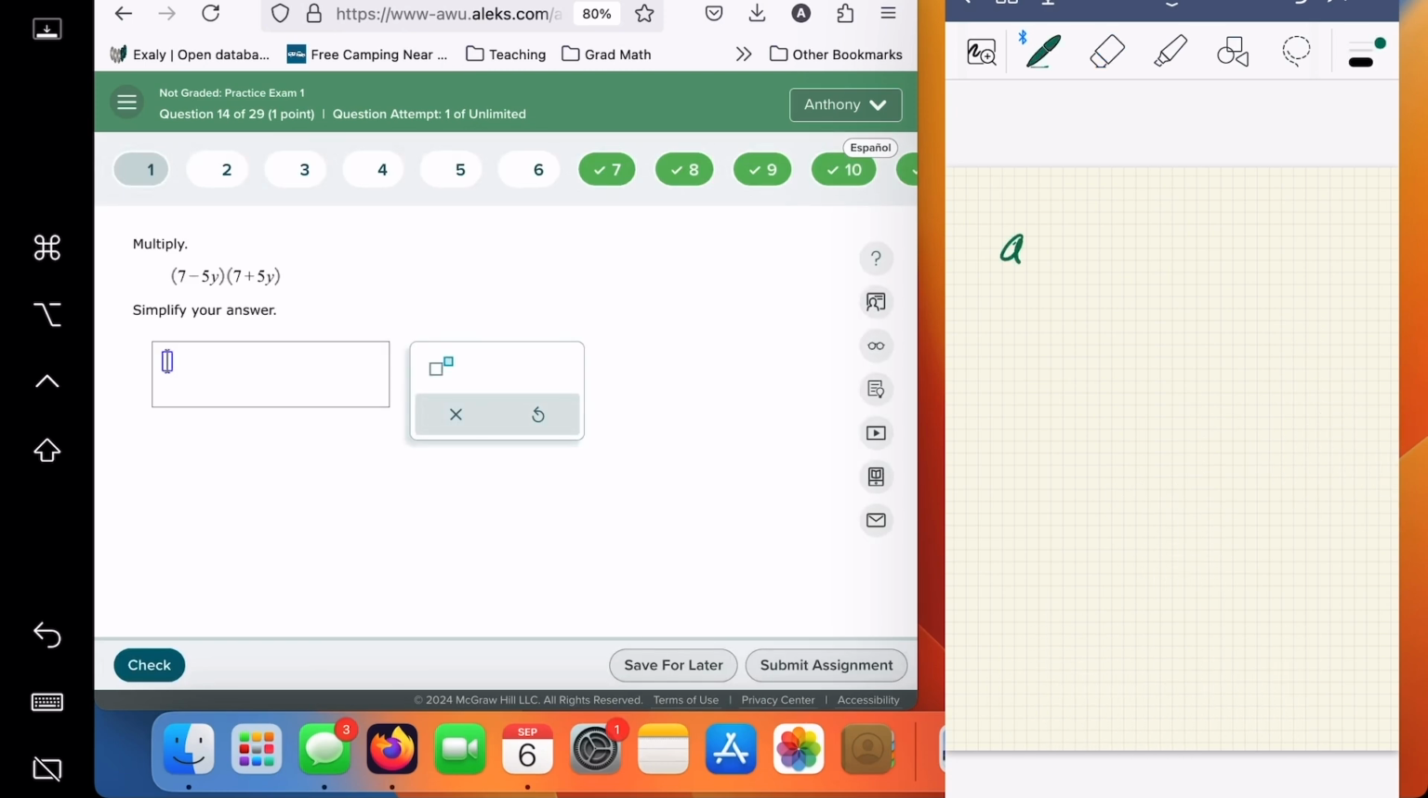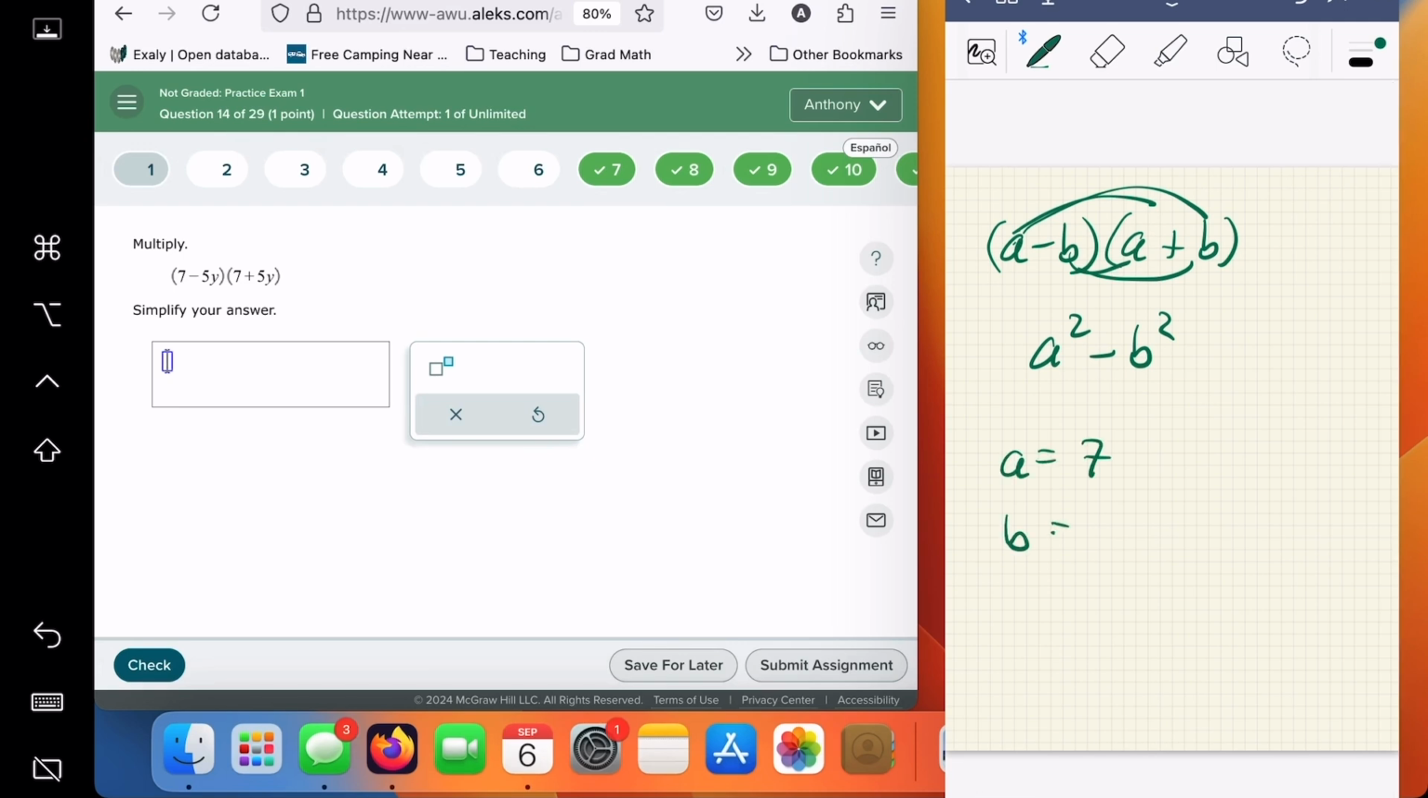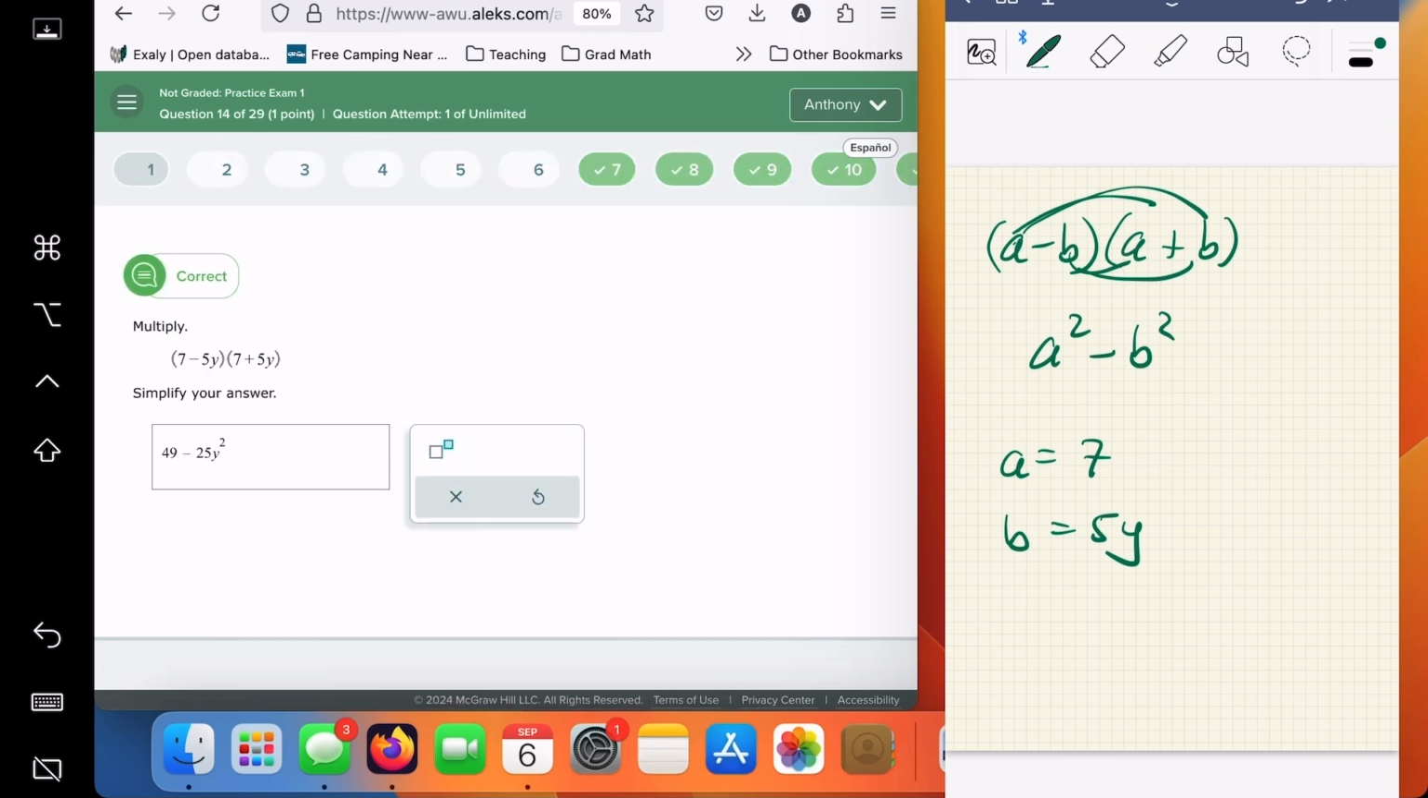And this is actually difference of squares. So anytime you have thing 1 minus thing 2, and then thing 1 plus thing 2, and you multiply them, what you're going to get, if you work it all out, is a squared minus b squared. So I would encourage you, if you don't see it, to do all of these and check it for yourself. So in this case, my a is being played by 7, and my b is being played by 5y. So a squared is 49, and b squared, well, if I square 5, it's 25, and if I square y, it's y squared. So there we go. Continue.